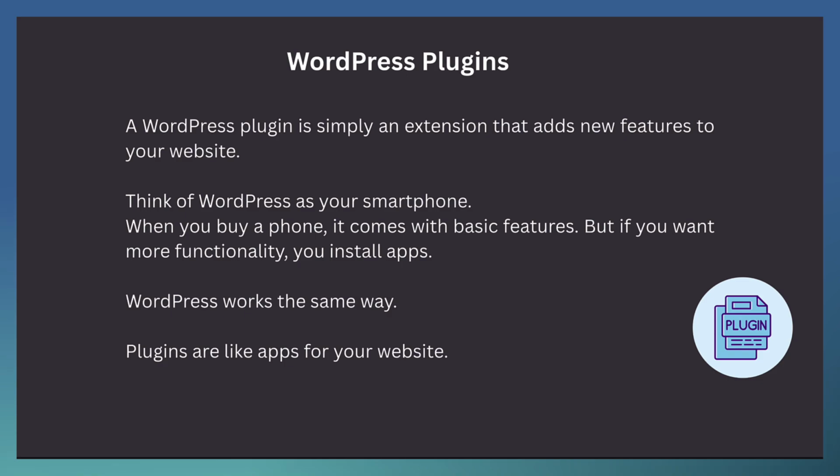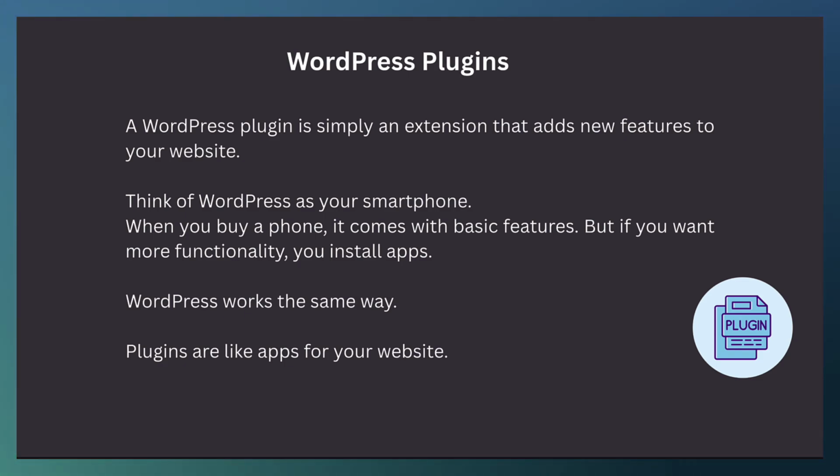So WordPress plugin we can see is simply an extension that adds new feature to your website. That is the basic and simple definition of a WordPress plugin. Now, I would like you to also think of your smartphone. Think of WordPress to be as a smartphone. So when you buy a new phone, you know what happens. We have some basic features of it, and some applications.